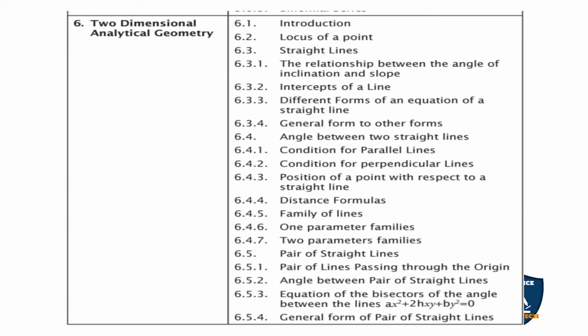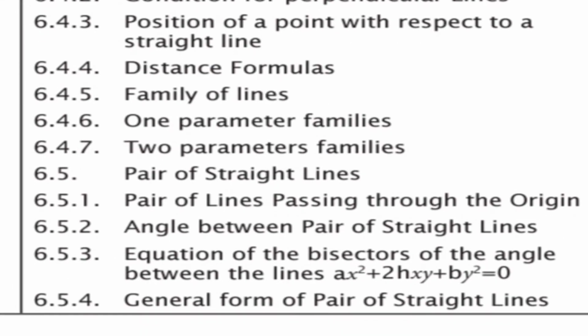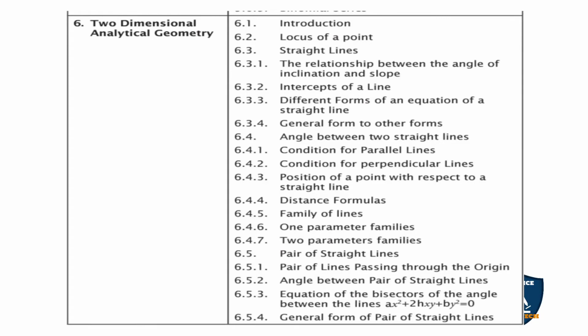6.4.6 one parameter family, 6.4.7 two parameter families, 6.5 pair of straight lines, 6.5.1 pair of lines passing through the origin, 6.5.2 angle between the pair of straight lines, 6.5.3 equation of the bisectors of the angle between the lines ax² + 2hxy + by² = 0, 6.5.4 general form of a pair of straight lines.